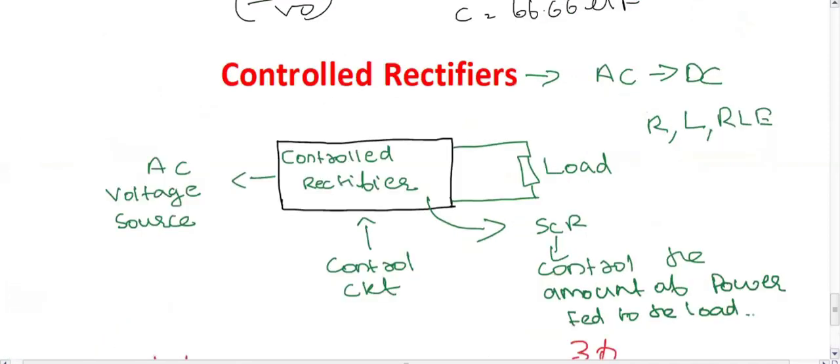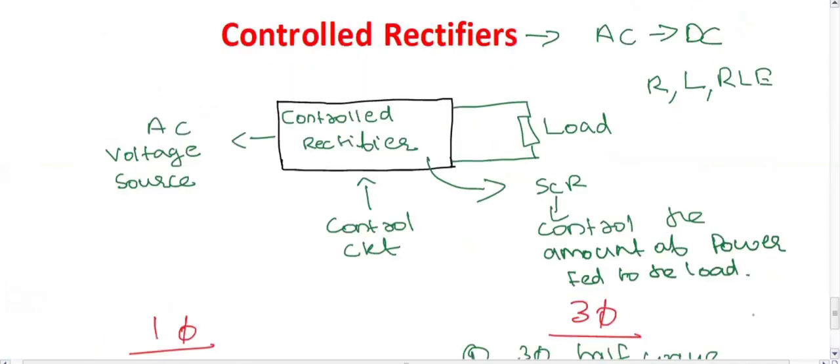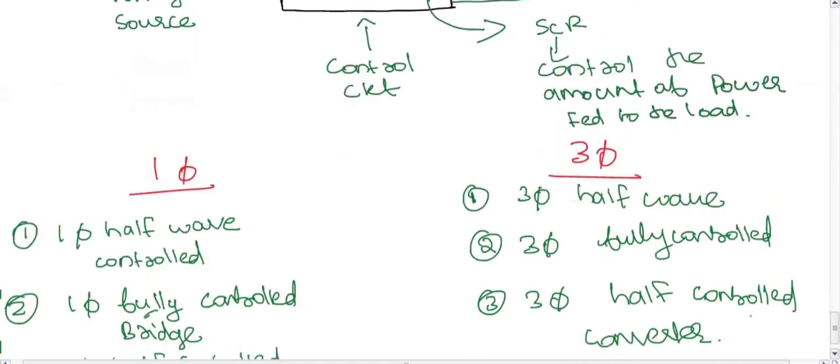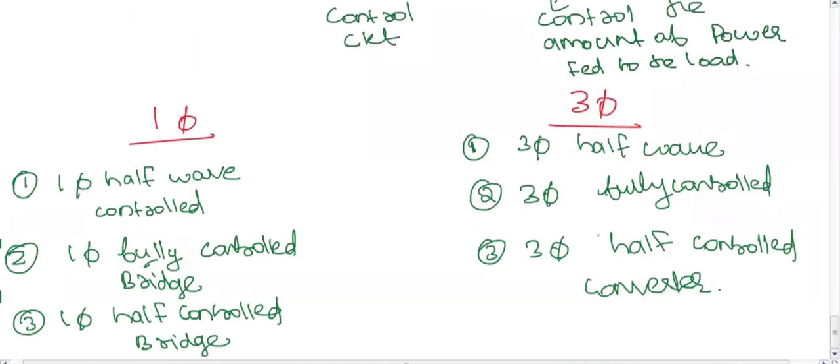So you know basically what a controlled rectifier is. We convert AC to DC in a controlled way, so we get a controlled output. Then we have the single phase system and the three phase system.